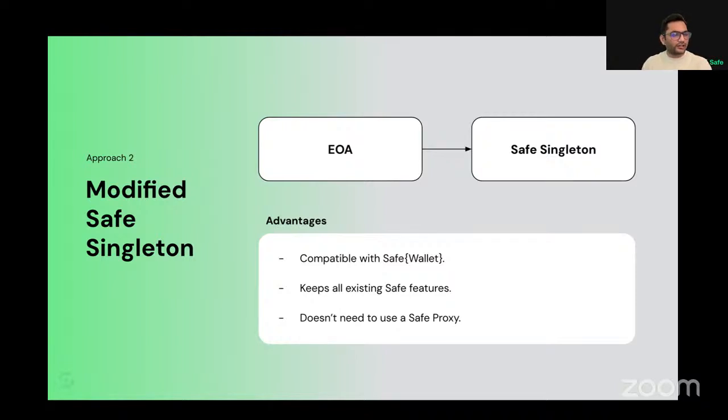It keeps all existing safe features as they are. Nothing changes much. Users can use modules, add some additional features to their account, change the owners, change the threshold. They can have fallback handlers and guards as they are. So nothing else in the safe account features changes.